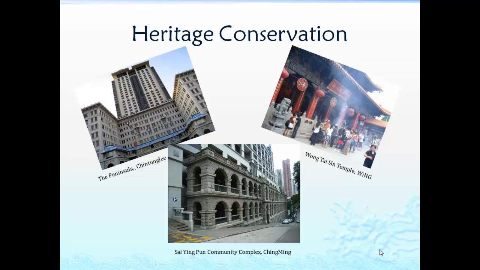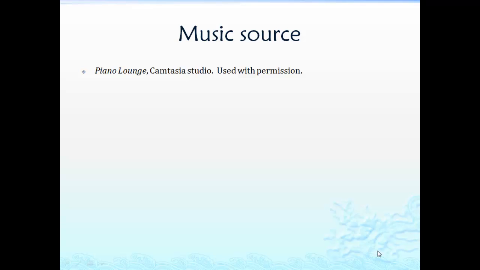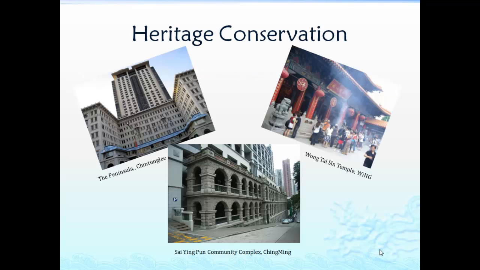Surprisingly, in this modern city, there is still a government list of over 1,400 properties in Hong Kong which are deemed to be heritage sites. They range from famous landmarks like the Peninsula Hotel and Wong Tai Sin Temple to lesser known sites such as the Sai Ying Pun Community Complex, which is said to be haunted, having been used at different times as a wartime execution hall and a mental asylum.